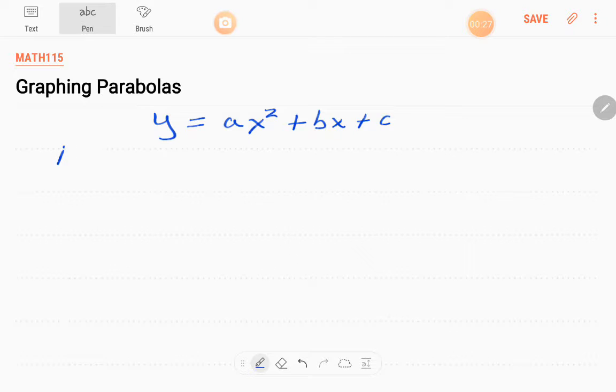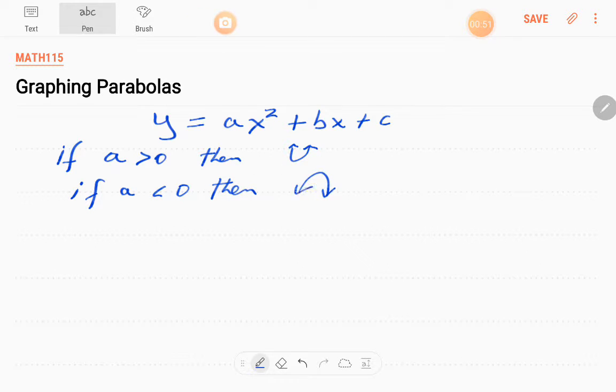Now, if the coefficient in front of x squared is greater than 0, then the parabola is going to open upwards. If the value in front of x squared is negative, then the parabola is going to open downwards.